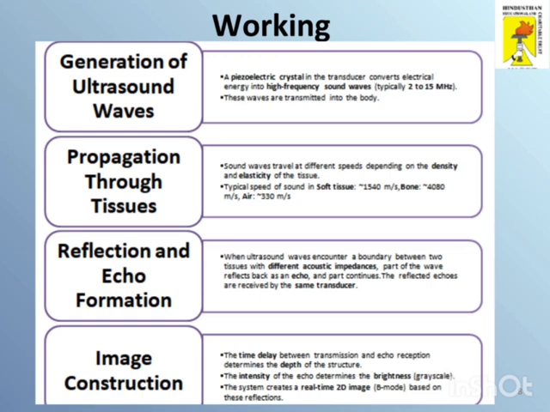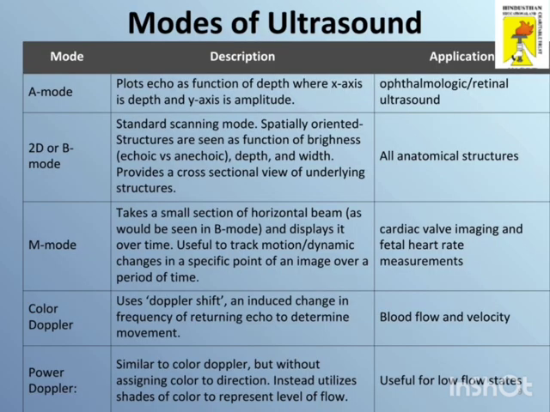The reflected echoes are received by the same transducer. And finally, the image construction. The time delay between the transmission and the echo reception determines the depth of the structure. The intensity of the echo determines the brightness, the grayscale of the image. The system creates a real-time two-dimensional image based on the reflection.